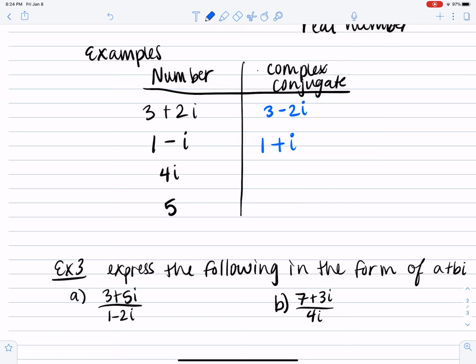Okay, and then these two down here are a little bit difficult, but if you think of 4i, it's the same as saying 0 plus 4i, and the complex conjugate of that is 0 minus 4i, so that's going to be negative 4i. And then this one right here, 5, is like saying 5 plus 0i. The complex conjugate of that is 5 minus 0i, which is still 5. So actually, its complex conjugate is still the same. Make sure you understand those on that deeper level in order to get those correct.